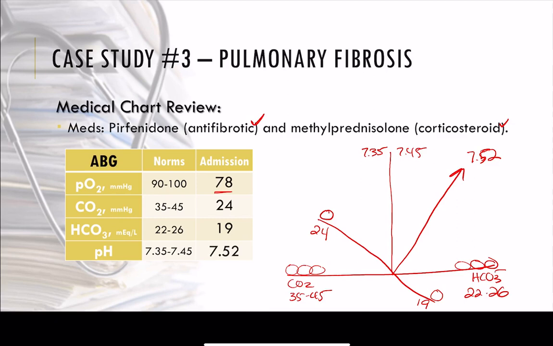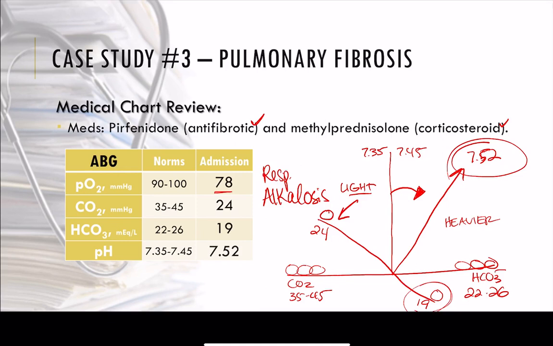Which one would cause the scale to move in this direction? The only reason it's going to get tipped is if it was heavier on this side or if it was lighter on this side. Which one matches? CO2. So this looks like we are in a respiratory alkalosis. And because bicarb is outside of its normal range, that tells me that this body is trying to fix the problem, but since pH is still outside of its normal range, it hasn't been effective. So we have a partially compensated respiratory alkalosis.